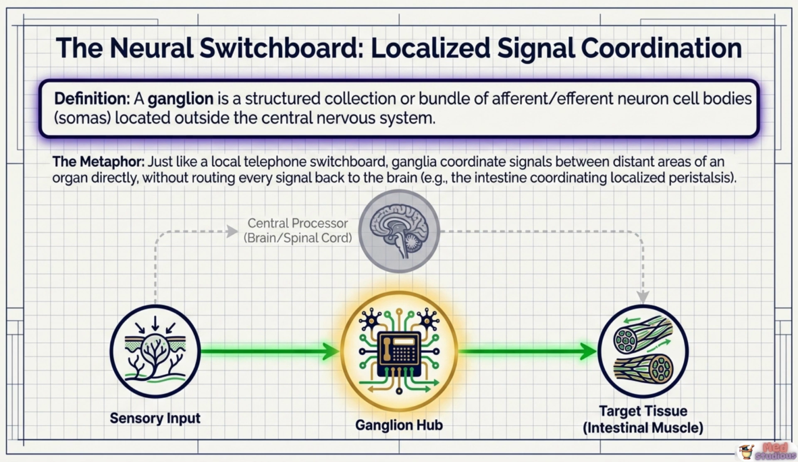Neural ganglia operate on this exact same principle. They act as localized processing hubs that coordinate complex signals between distant areas of an organ directly. A perfect example is your digestive tract. The ganglia of the enteric nervous system locally coordinate the rhythmic, complex waves of intestinal peristalsis without needing to constantly route every single reflexive command all the way back to the brain.